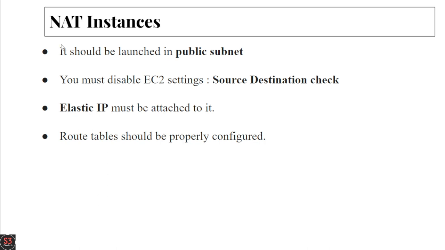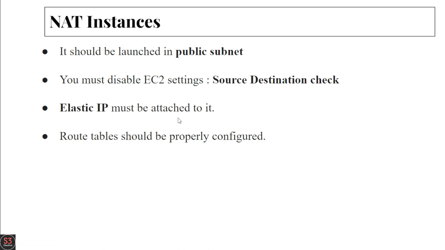NAT instances should be launched into a public subnet. You must disable an EC2 setting called source destination check. Whenever you create an instance for your NAT, you have to go to the settings of the EC2 instance and first of all disable the setting called source destination check. Then you have to attach an elastic IP to your NAT instance, and your route tables should be properly configured.